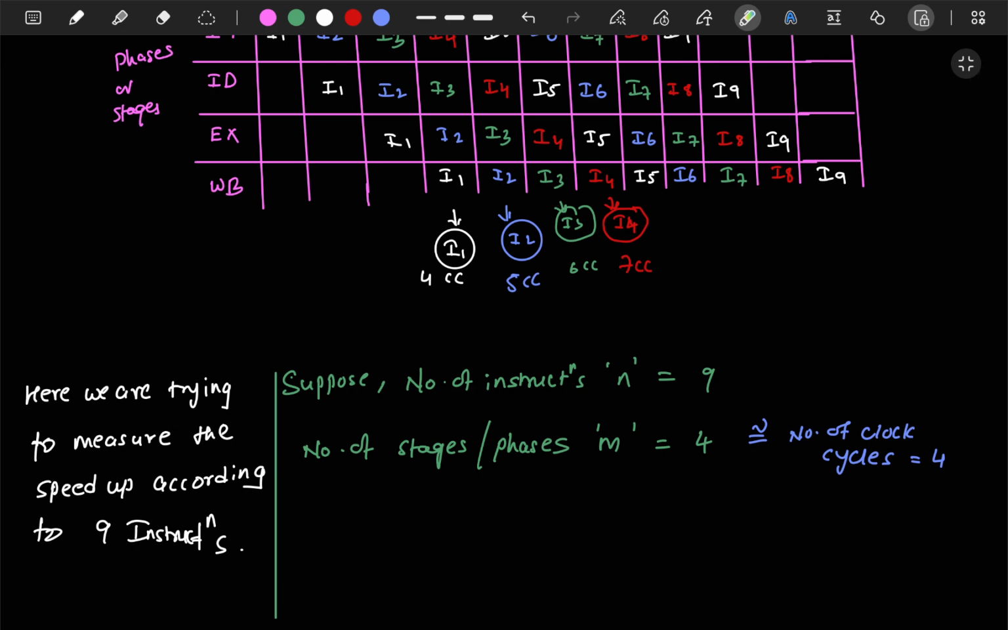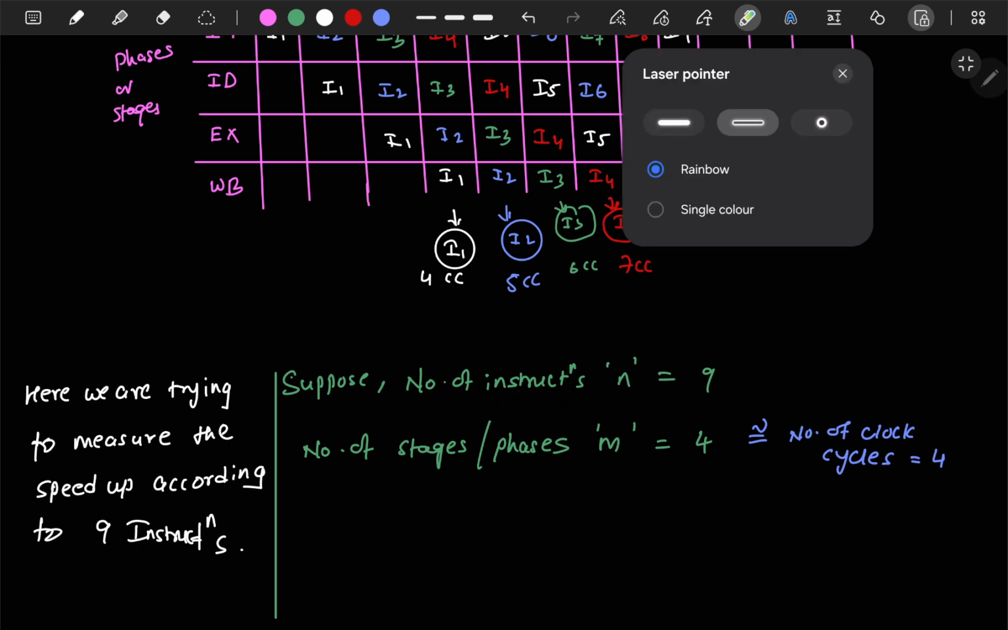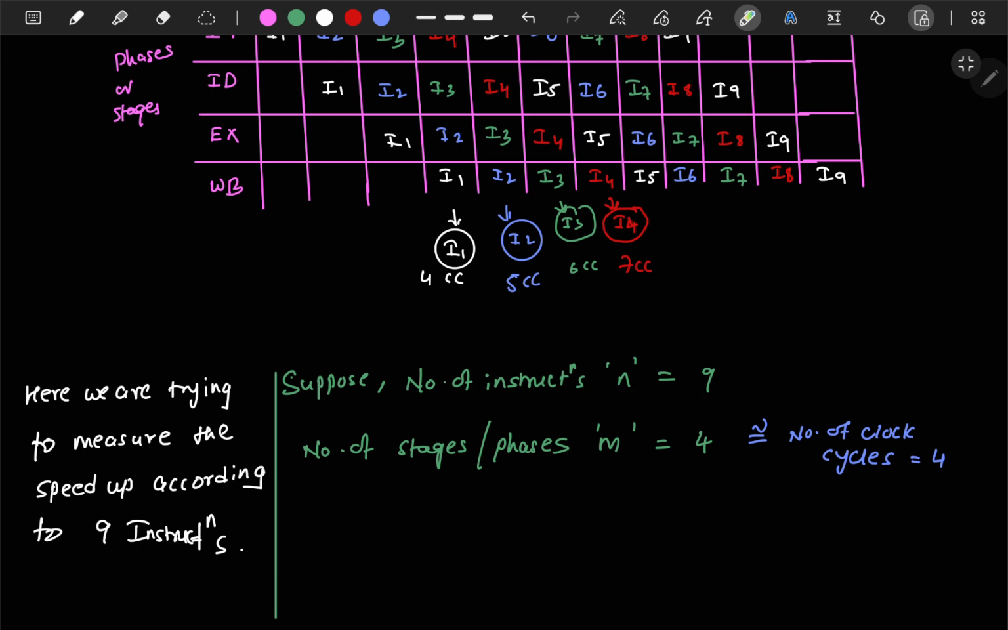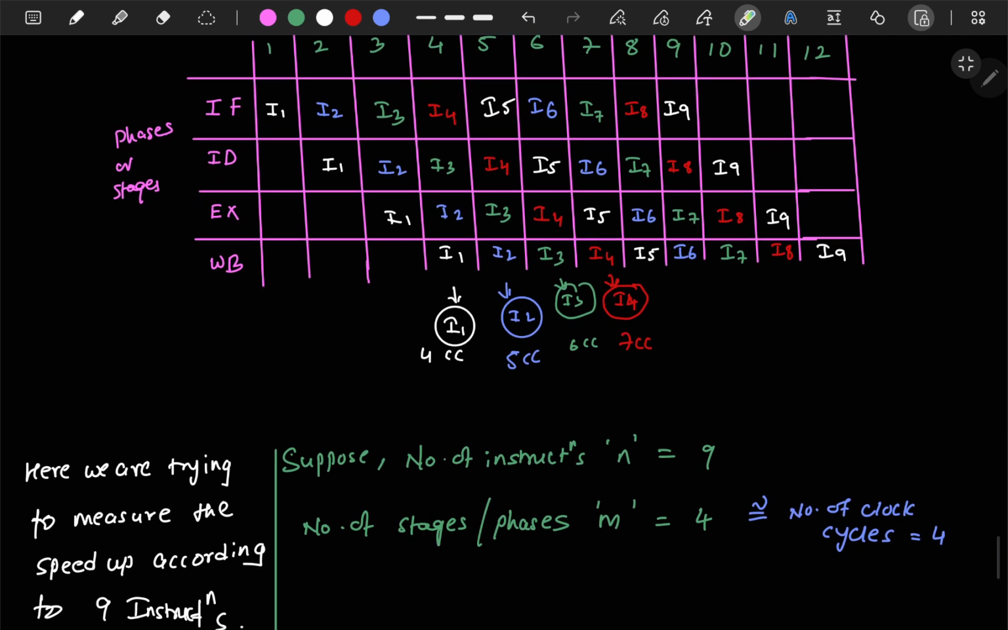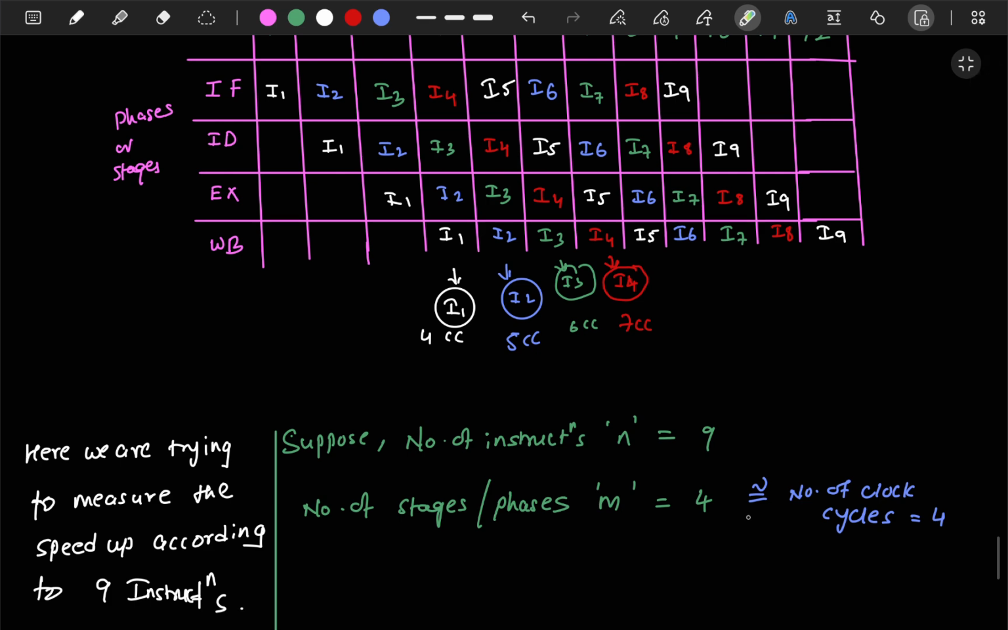Suppose the number of instructions n is 9, which we already know, because we are going to calculate speed up for 9 instructions, and the number of stages or phases m is 4. How did you get 4? Because of this. We already knew that there are 4 stages. Now see, if it is 4, then we already know that it is equivalent to the number of clock cycles. So 4 stages means it is equivalent to 4 clock cycles.